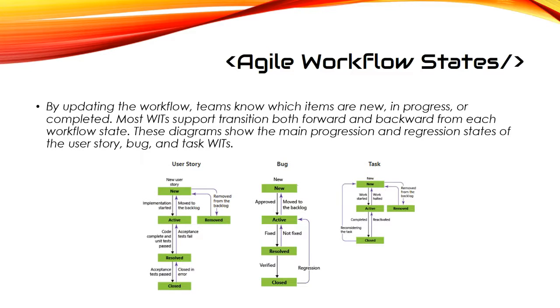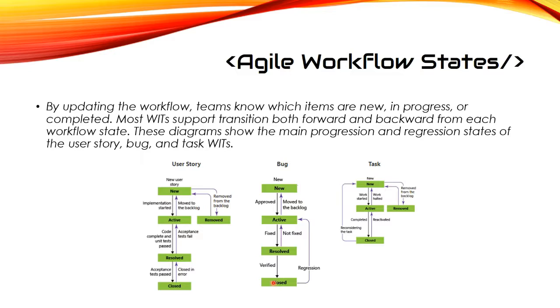Okay, so for our user story, we have a new user story. It's in the new state, then it goes to active, then it goes to resolved, and then it goes to closed. If there's any kind of error, it'll go back to resolve, and then so forth. And a user story can also be removed. For a bug, it goes from new to active to resolve to closed.